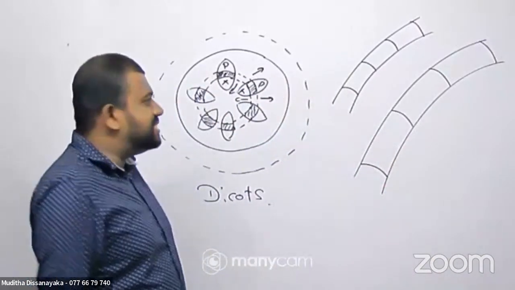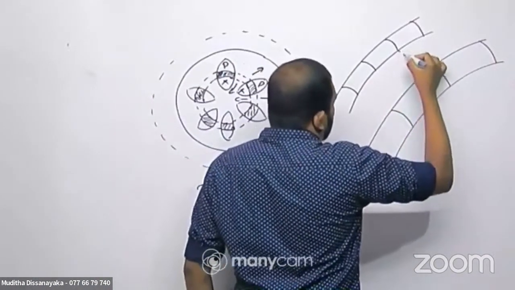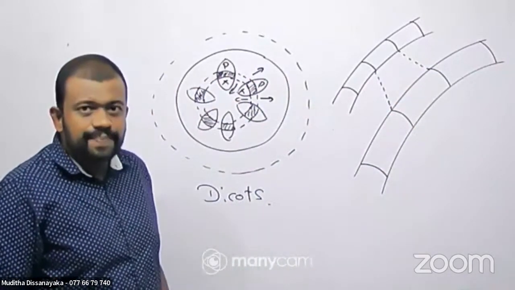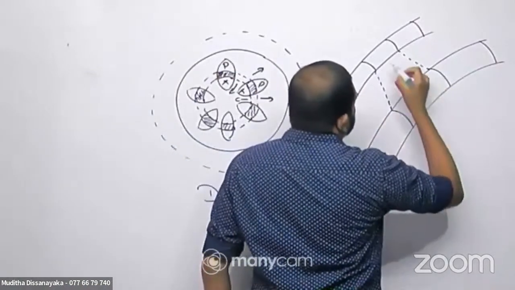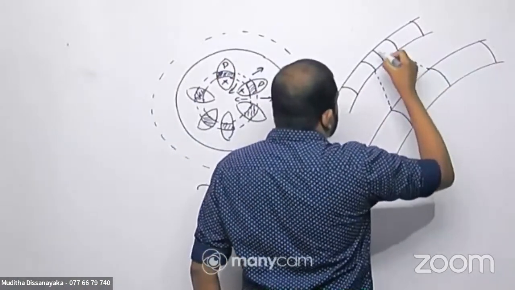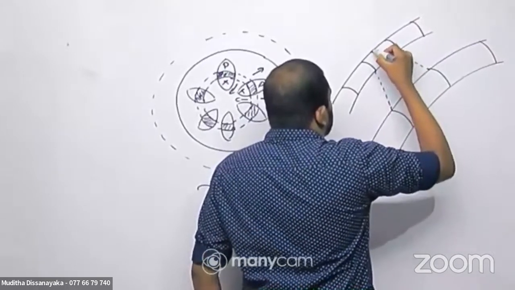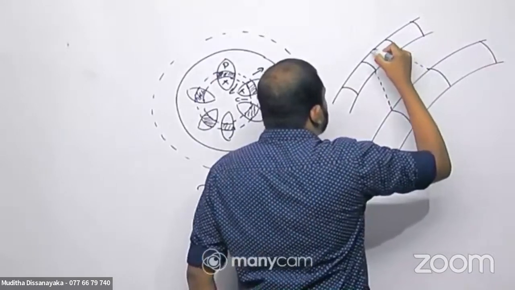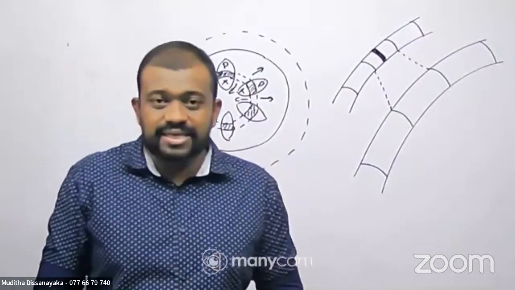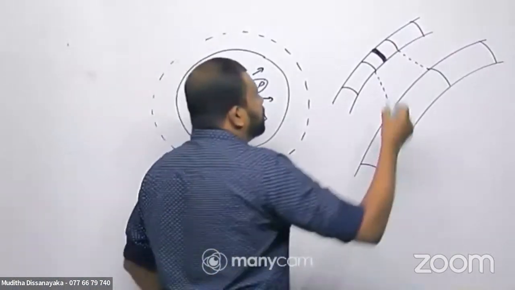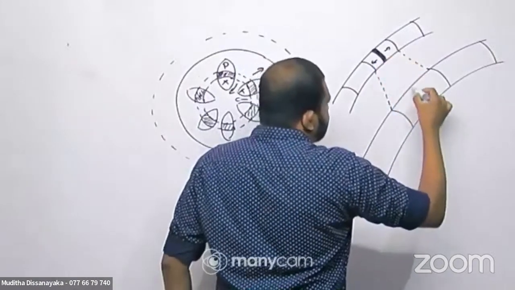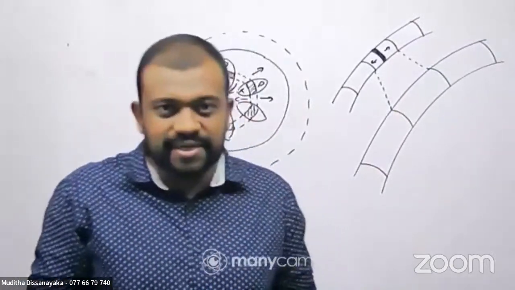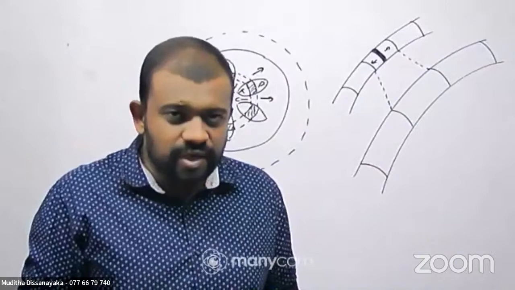What happens is the distance between the nodes increases, like in bamboo. When they are growing, the distance between the nodes increases. The reason is there is a meristem called intercalary meristem. It produces cells for both sides, and as a result it increases its girth. This gap between the nodes increases. This happens in the grass family. Bamboo is a very good example.